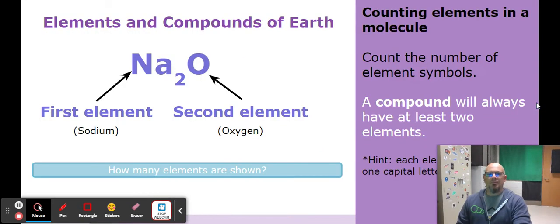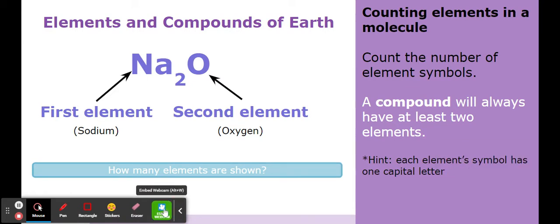Here's another example of a chemical formula. This one's Na2O, and in the future, we're going to be talking about what these numbers mean and how we figure all that out. But for right now, what I want you to know and remember is how to count the elements in a compound: you're looking for capital letters. All right. And so over here it tells us a compound will always have at least two elements, and we're looking for the capital letters.